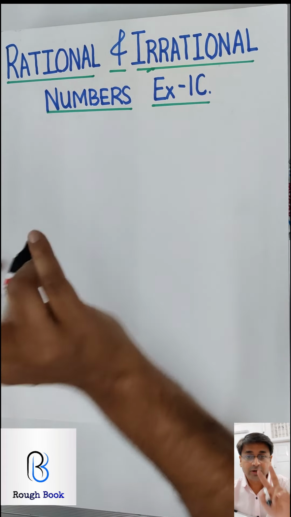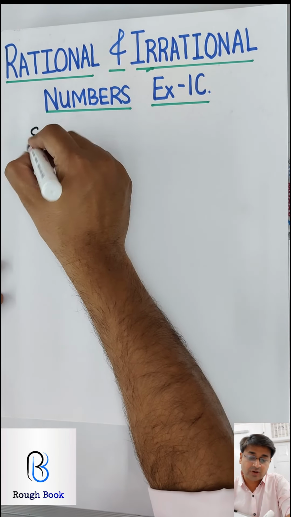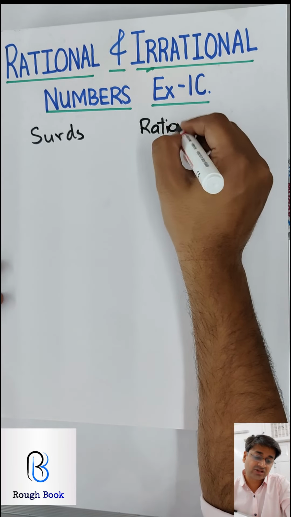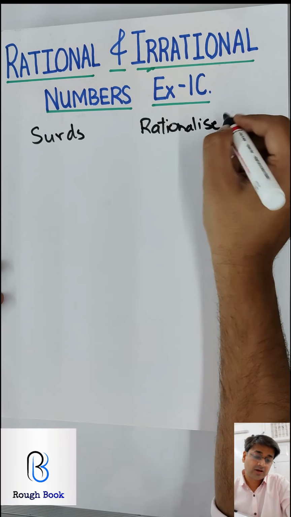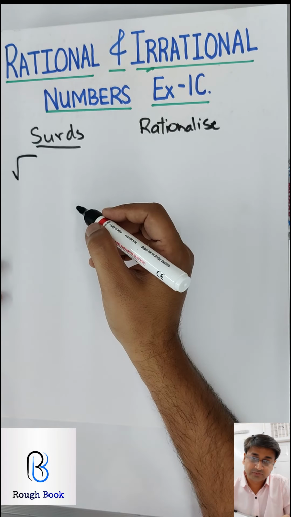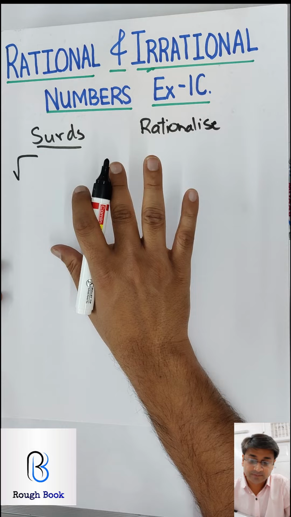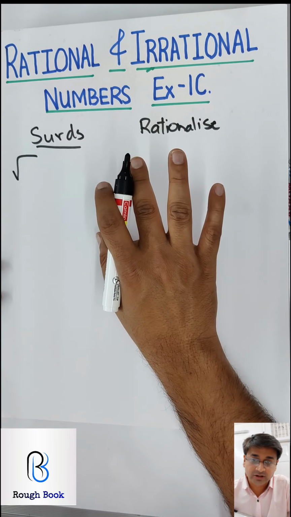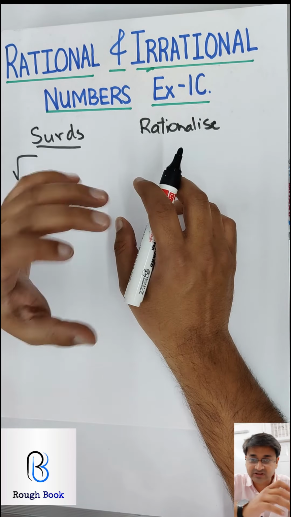Now in 1C there are only two major things which you need to understand. One is called surds and second is called rationalize. Okay, so first let's understand what is a surd. Anything which is under the root and which cannot be solved is called a surd. And what is not a surd? I'm not getting too much into depth because it's a very small topic, we're just touching and moving on.